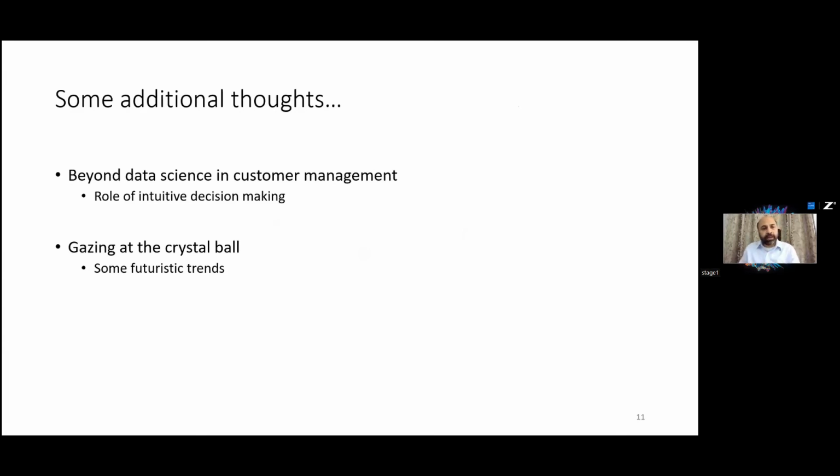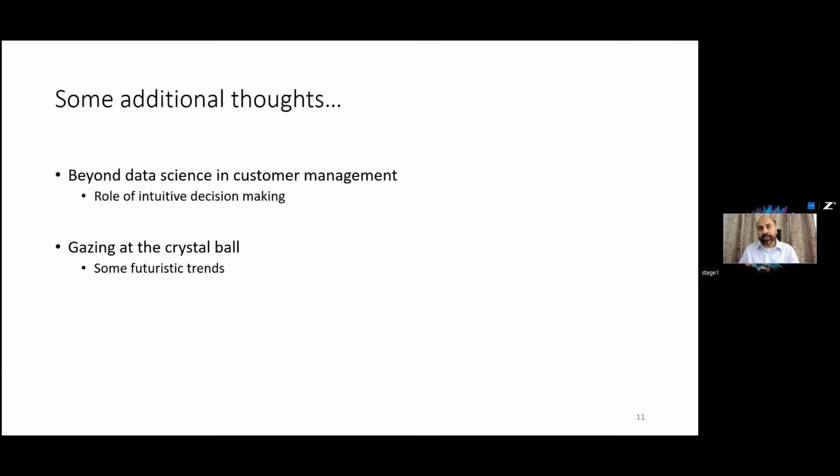Some additional thoughts. I'm ending with where I started from: data science is absolutely powerful, absolutely necessary in customer management, but there is a limitation in terms of what kind of actionable insights we derive. We have to be very clear about the business problem we are solving for. There is a role of intuitive decision making, especially when you wear a business leader's hat, right? I cannot run everything with data science. Data science is powerful, but I can't run everything with data science, especially when I'm solving customers' problems, right?